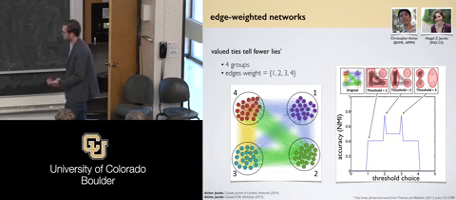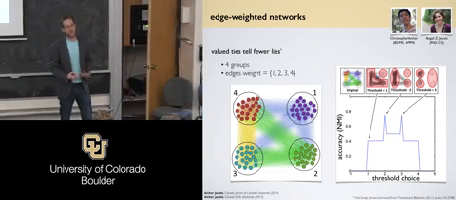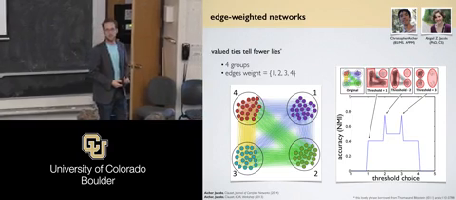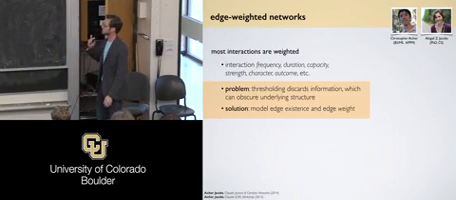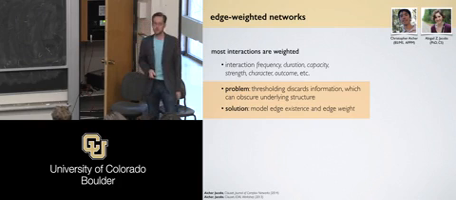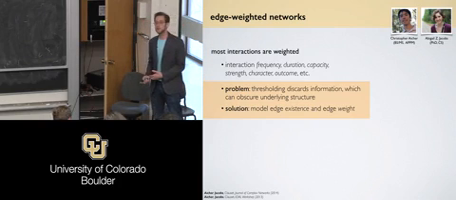So the point here is that it's not that hard to cook up sort of a toy example in which thresholding obscures the underlying structure. So the problem is thresholding discards information. And we want to use that information in the inference.